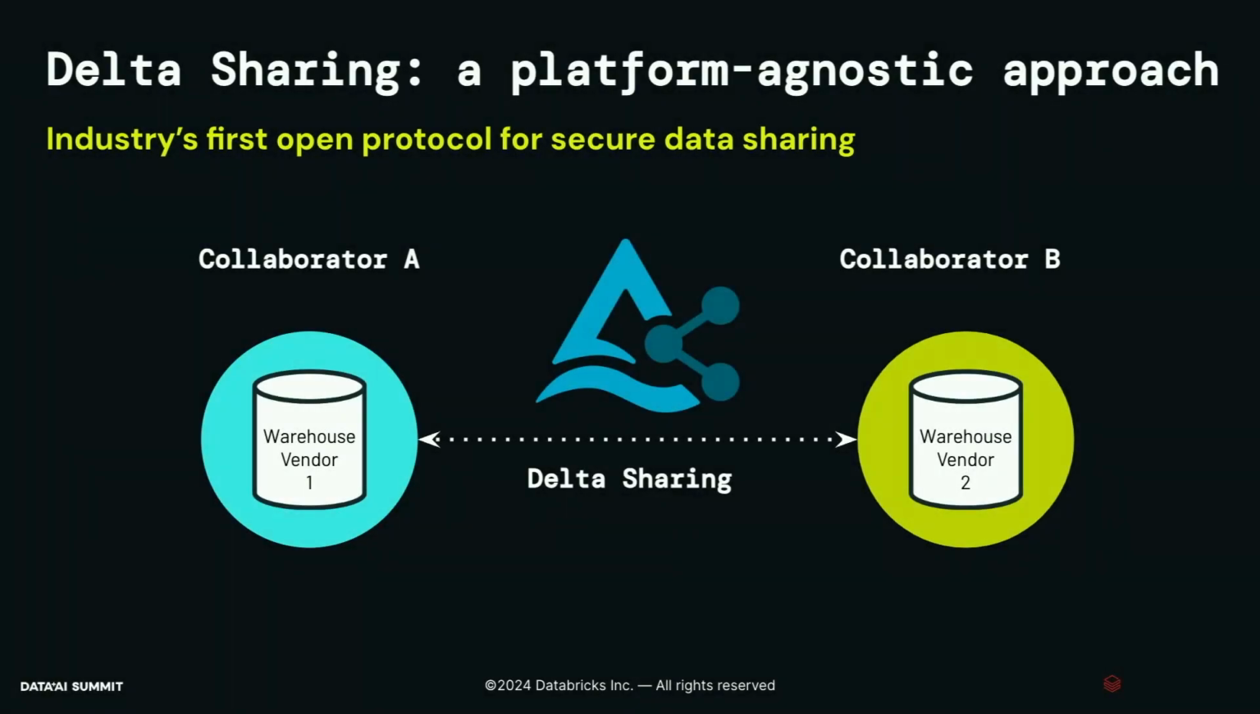That's why Databricks and the Linux Foundation introduced data sharing. It's the industry's first open protocol for secure data sharing. Under the hood, it's just a simple REST API that defines a secure real-time exchange mechanism for large volumes of data. And for the first time, it enables a platform-agnostic approach for data sharing.